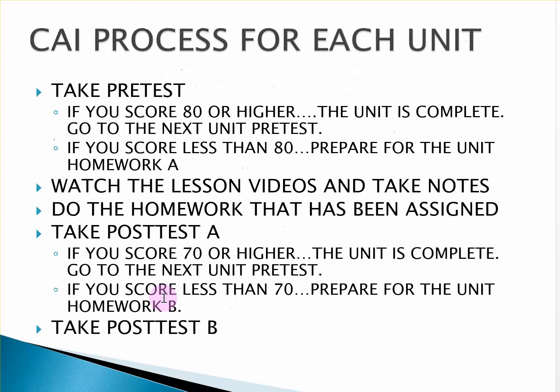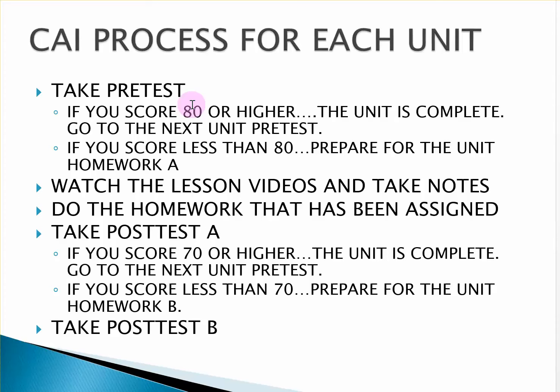The CAI process for each unit. Okay, I'm going to talk through this. Take a pretest. If you score 80 or higher, the unit is complete. Go to the next unit pretest. So, a pretest score of 80 says you know enough to just move on.